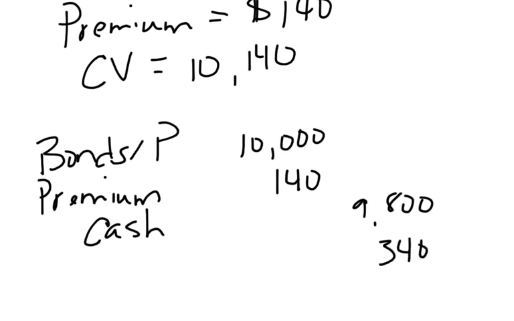Why? Well, we had a carrying value of $10,140. So on paper it looks like that's the value of the bonds. And on paper it is the value of the bonds, the carrying value. But I'm only giving $9,800 in money. So on paper, that's a good thing for me. So we call that a gain. And since this is a bond redemption, I'm going to call it gain on bond redemption.